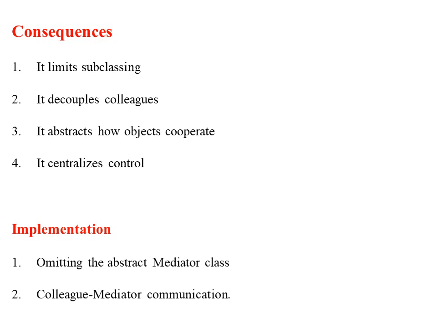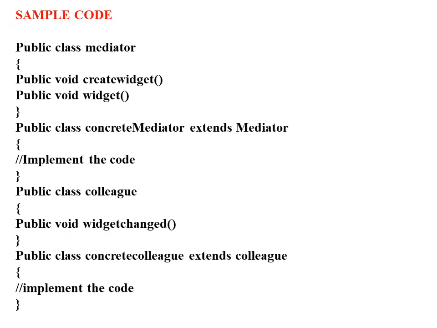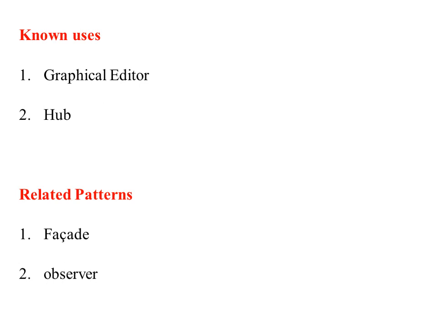Next, coming to the sample code template. Public class Mediator is the main class. Here we are creating the widgets method, where the concrete mediator extends from the mediator. The colleague is performed as a widget change, and the concrete colleague extends the colleague.